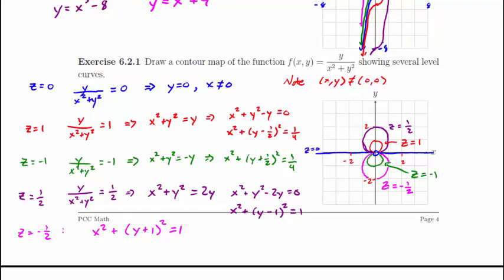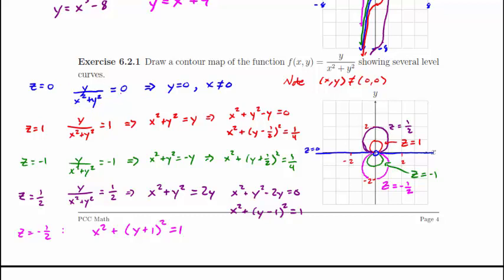Boom, and there's the solution. Okay, so let's run through this. We have the function f of x, y equals y over x squared plus y squared. If we set z equal to 0, we get y over x squared plus y squared equals 0. This implies that y equals 0 just because of how fractions work.